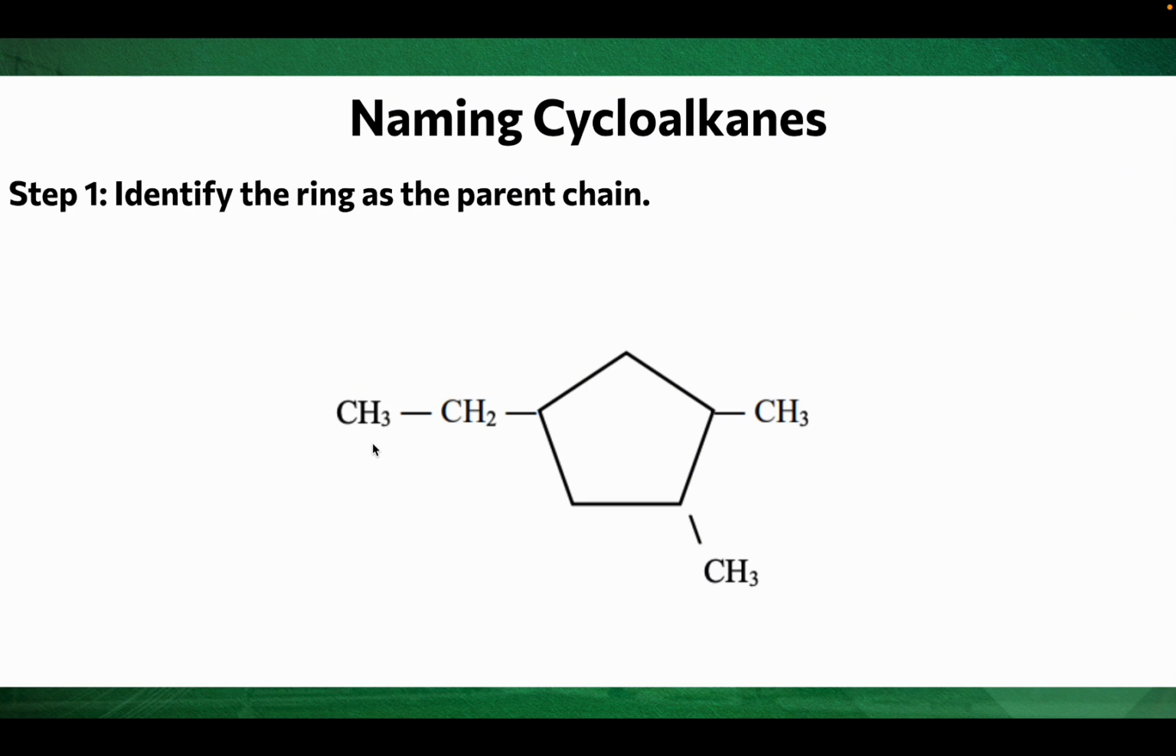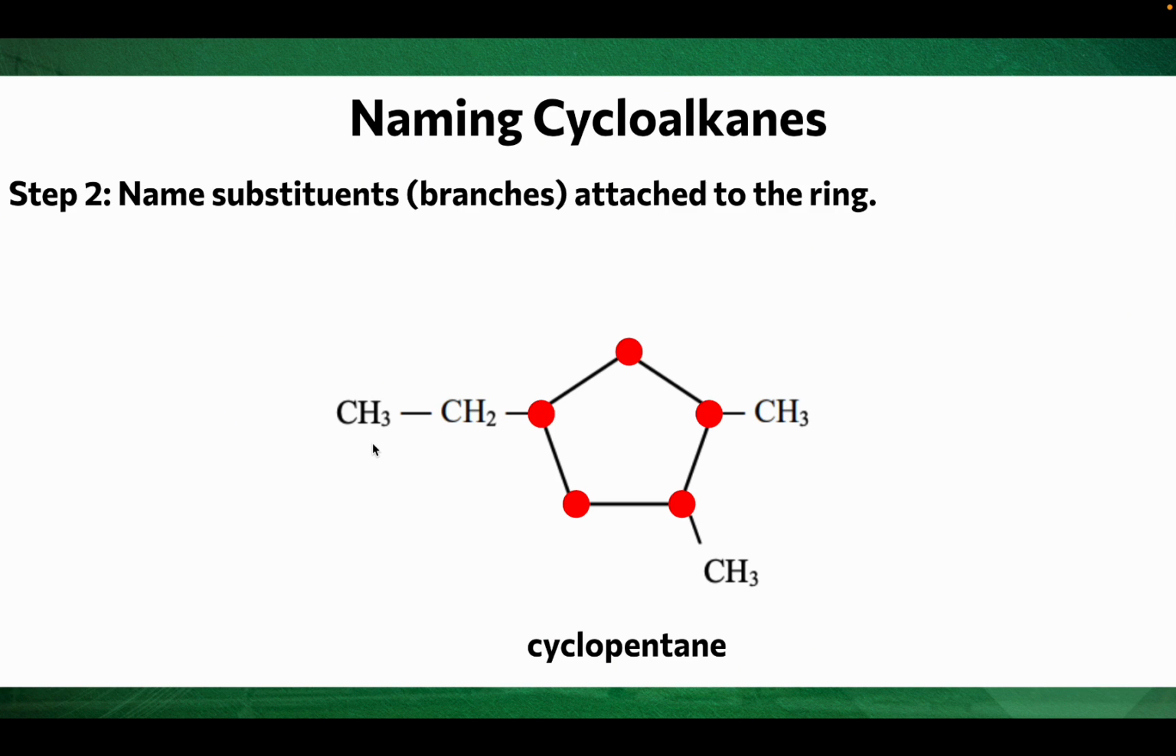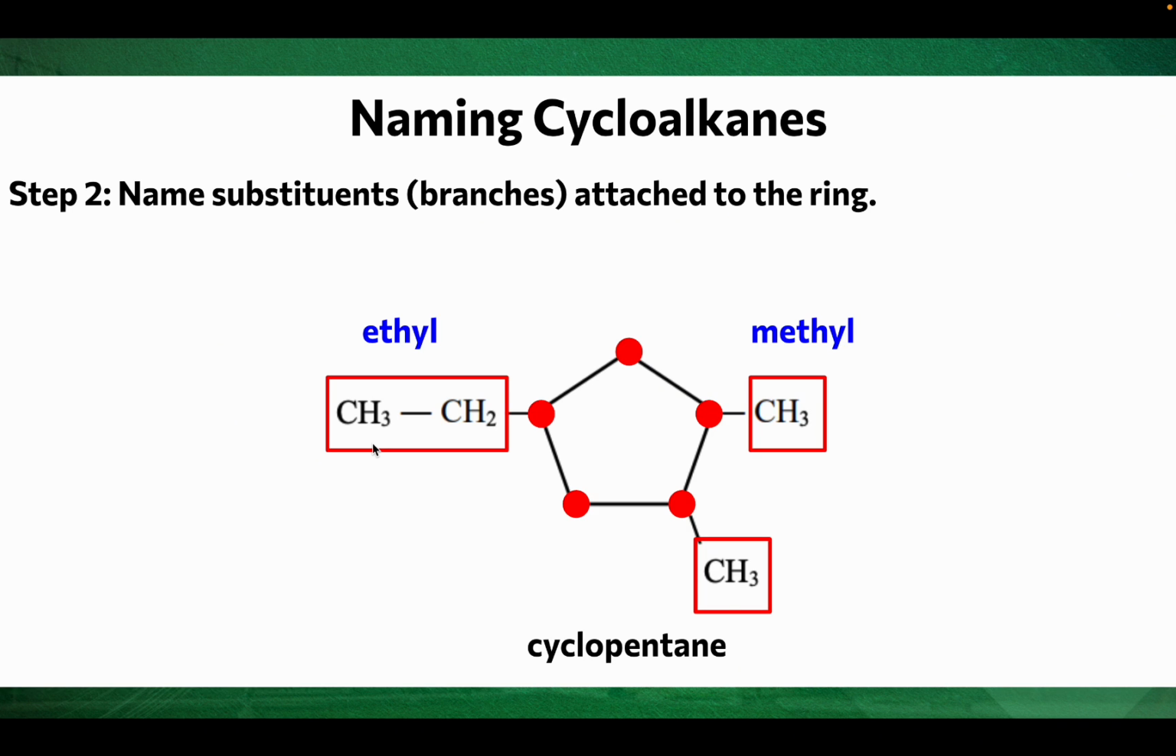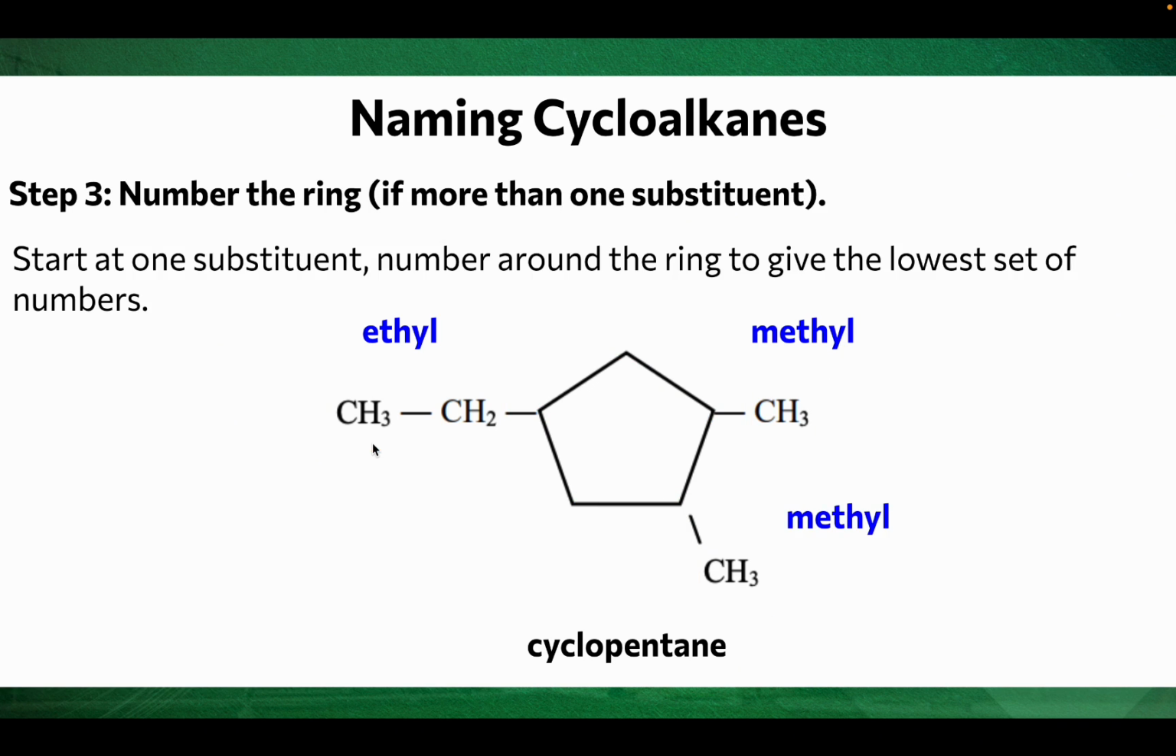Another one, we have this. 1, 2, 3, 4, 5, so that is a cyclopentane. Next, name the substituents attached to the ring. That is a 2 carbon substituent, so that's ethyl. This one is a 1 carbon substituent, that's a methyl. And this one is also a 1 carbon substituent, that's a methyl. Next, you number the ring.